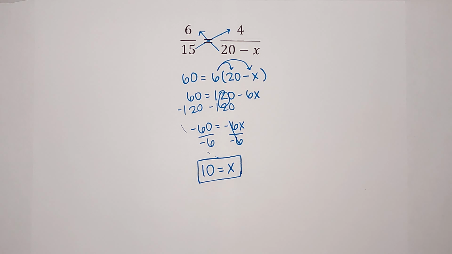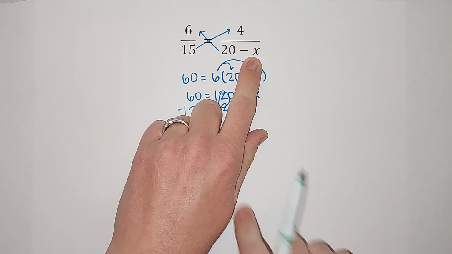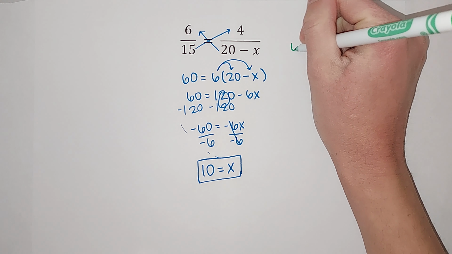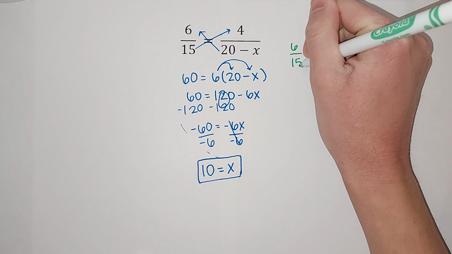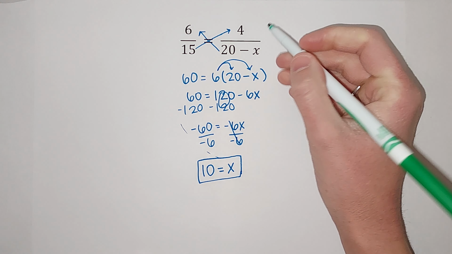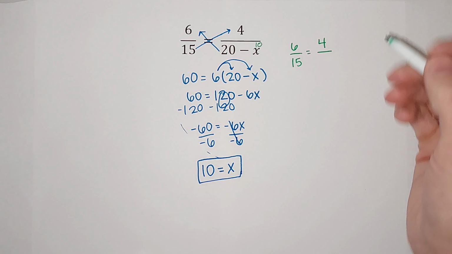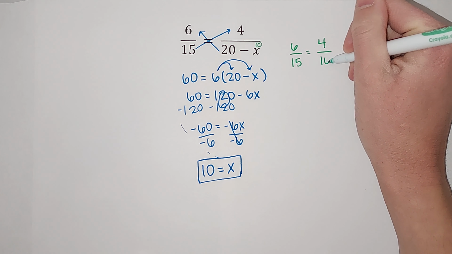always try to check your answer if you can, okay? So this one, we can check our answer pretty easily, okay? So we are saying that x equals 10, so we can just plug that in right there, okay? So I'm going to have 6 over 15 equals 4 over 20 minus x, and we are saying that x equals 10, okay? So 20 minus 10 would give me 10.